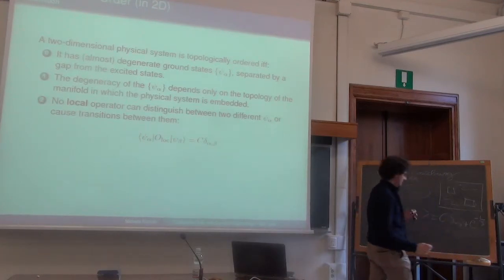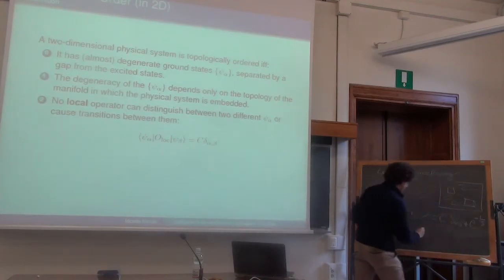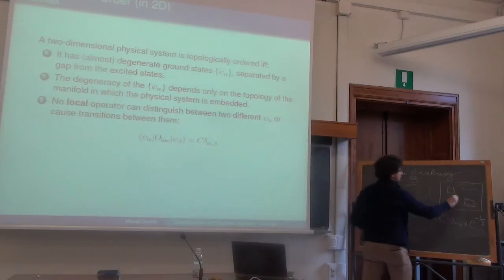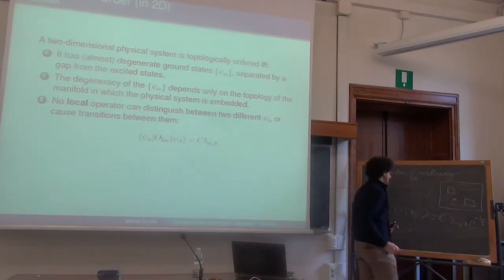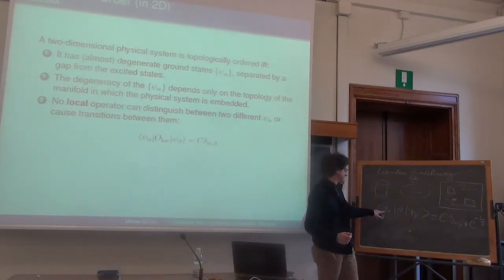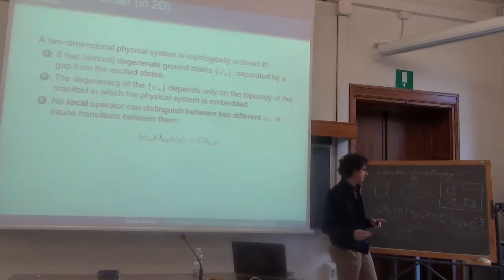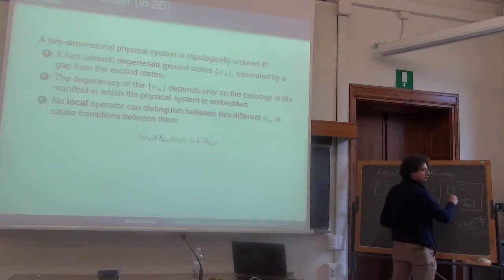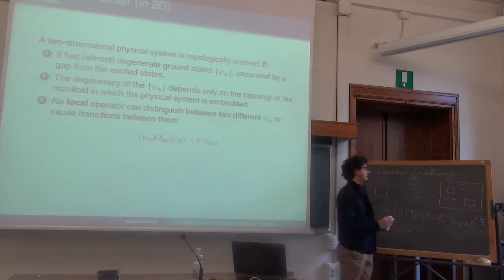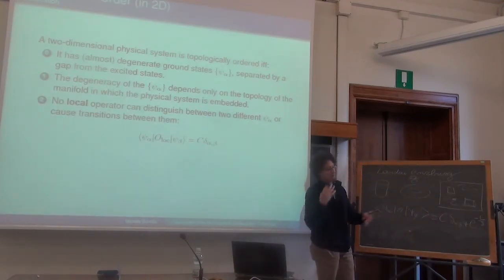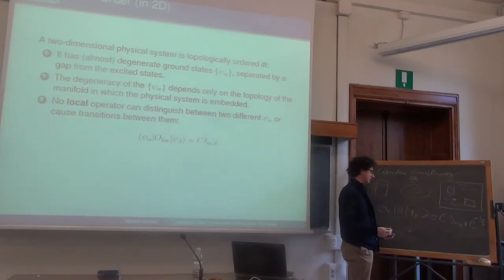So this is telling me that if I measure through a local measurement of the system here, I cannot detect whether the state is psi_alpha or psi_beta, and most importantly, if I act with a local operator here, I cannot obtain a transition between psi_alpha and psi_beta.